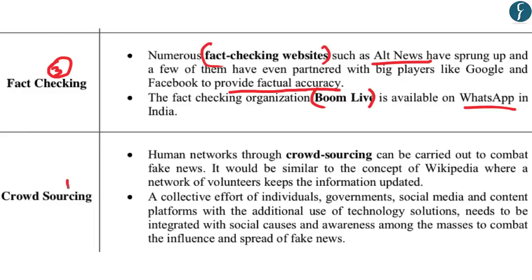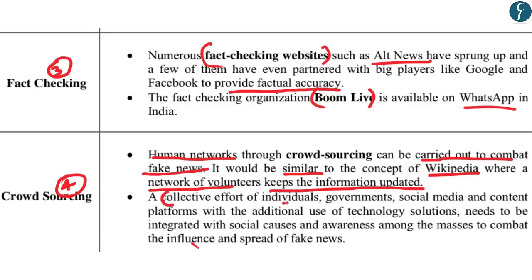Now, the fourth and the final step that can be taken to curb fake news is crowdsourcing. Now, this crowdsourcing would be similar to the concept of Wikipedia, where a network of volunteers keep the information updated. And so, human networks can be formed to combat fake news, wherein a collective effort of individuals, governments, social media, content platforms, with the additional use of artificial intelligence technology, can be used to combat the influence and the spread of fake news.